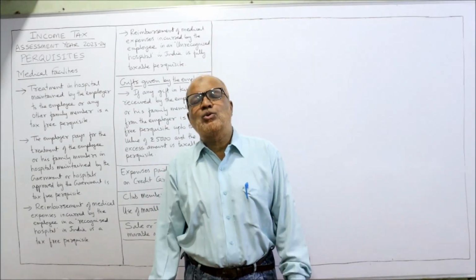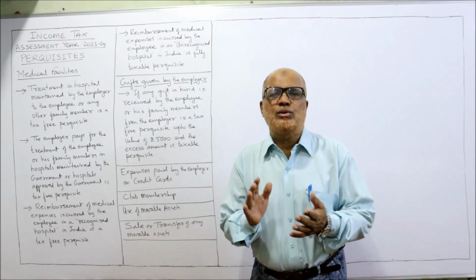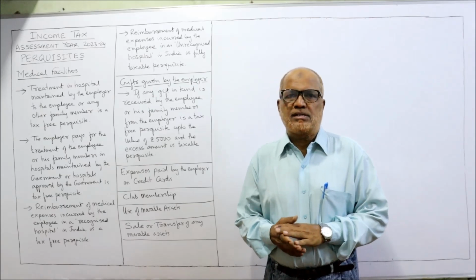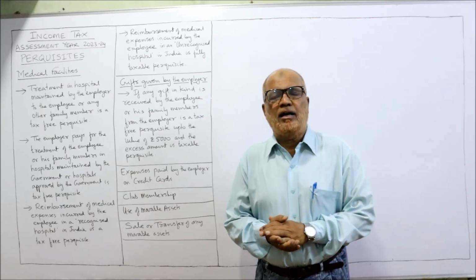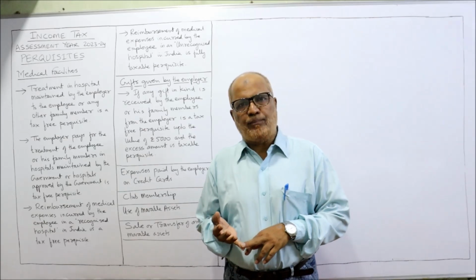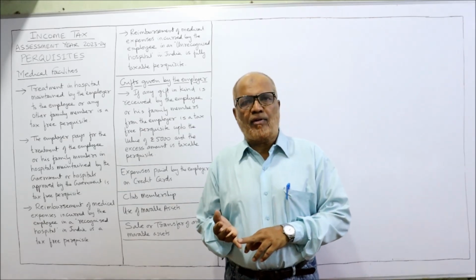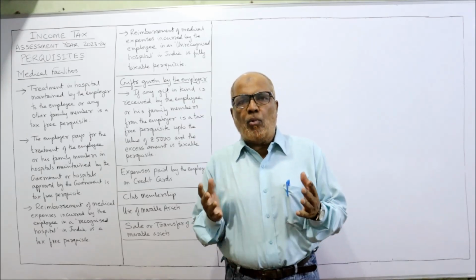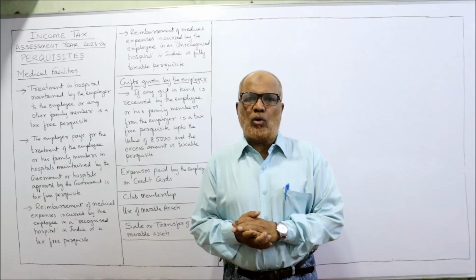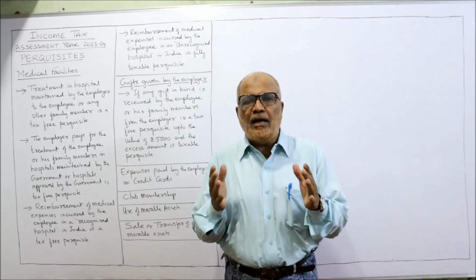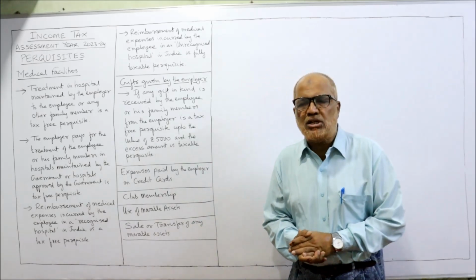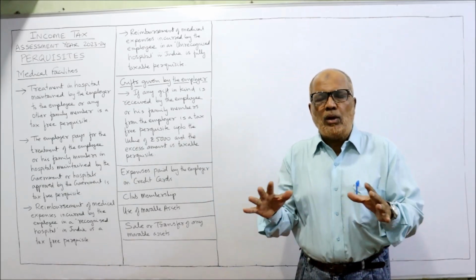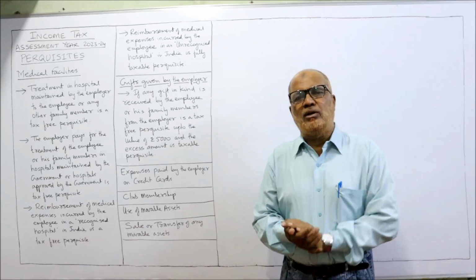I'm Hasham. In the last two videos I explained the meaning of perquisite and the different types of perquisites, and the provisions regarding rent-free accommodation and concession in the matter of rent, insurance premium of the employee paid by the employer, monetary obligations of the employee met by the employer, and interest-free loan or concession in interest on loan given by the employer to the employee. All these provisions I've explained in the last two videos.